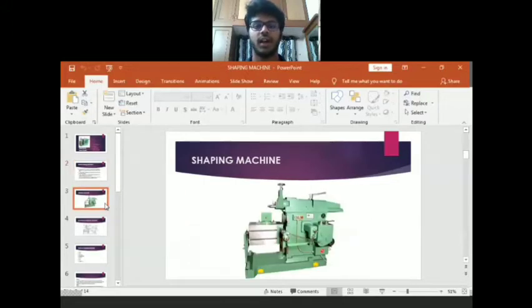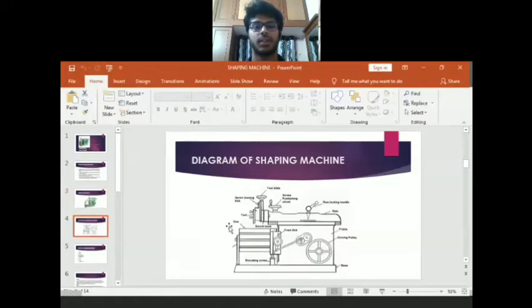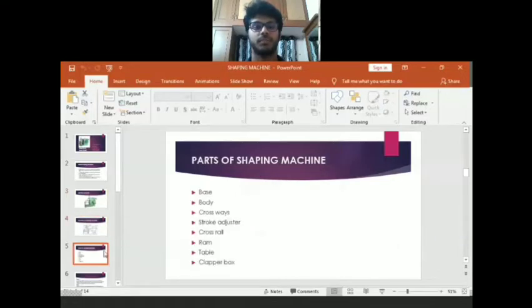This is an image of the side view of the shaping machine. This is the diagrammatic representation of the side view of a shaping machine. As you can see, there are many parts marked on this diagram, but on the whole, there are about 8 main parts of the shaping machine. They are base, body, crossface, stroke adjuster, cross rail, ram, table, and clapper box.